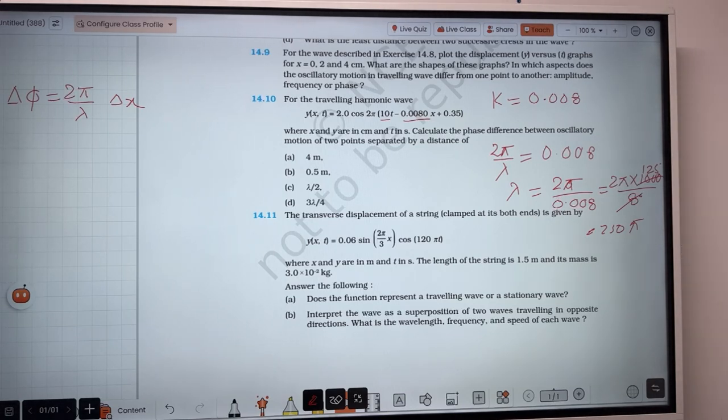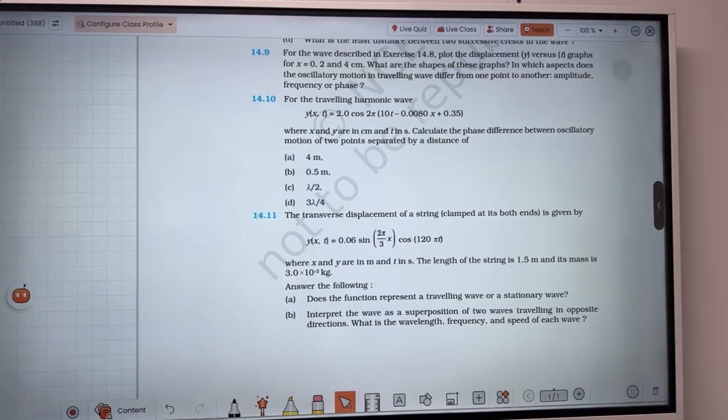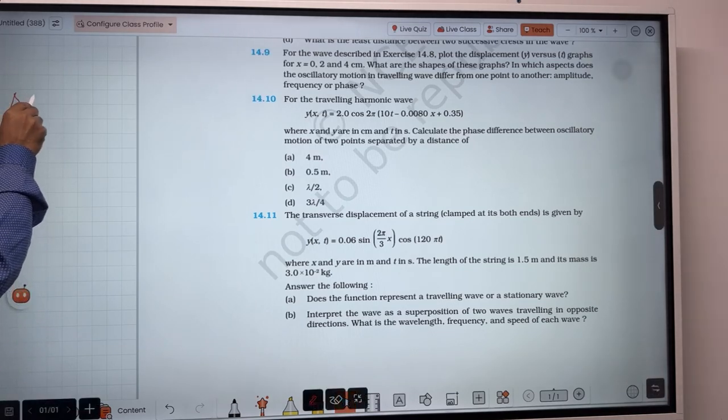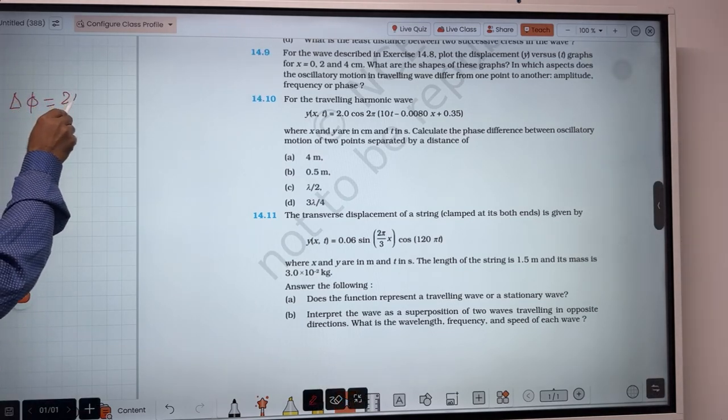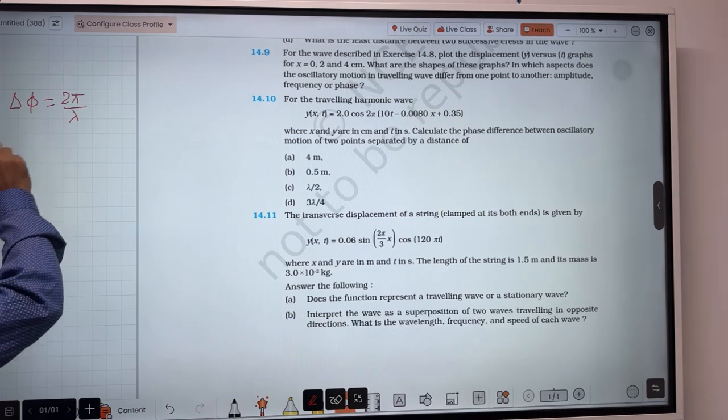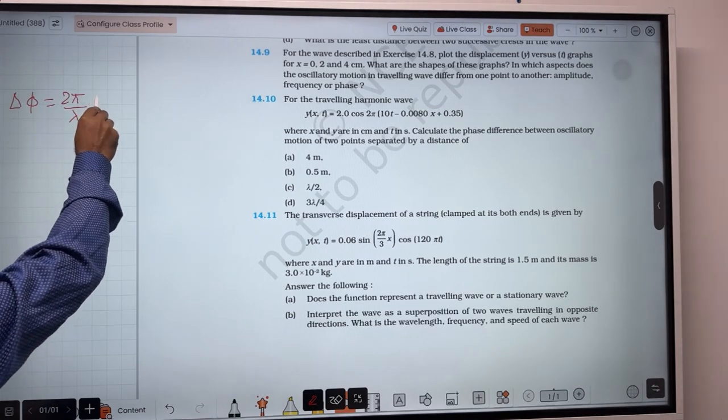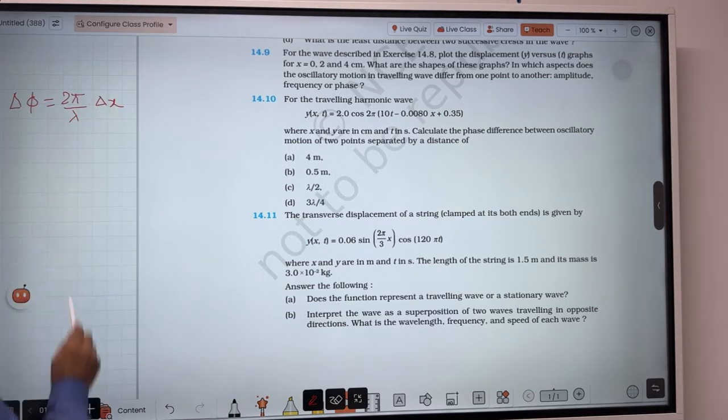And now what is our concern? Our concern is to get the phase difference. So as I told you, phase difference Δφ is equal to 2π by lambda times Δx.